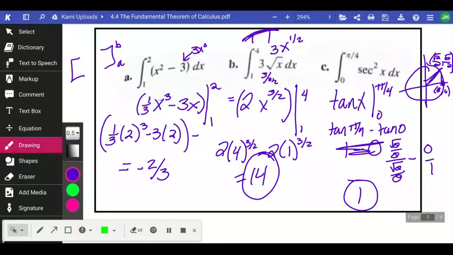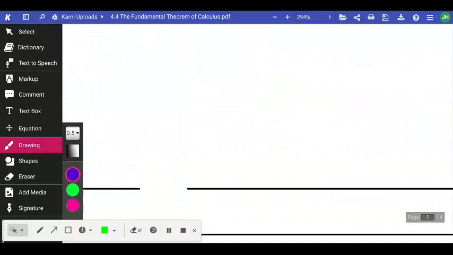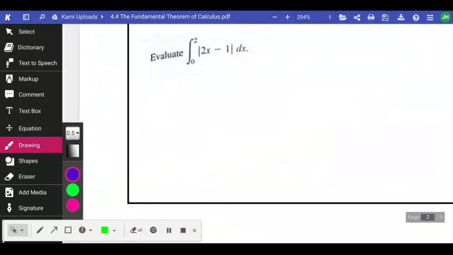For some reason, I like these better than the indefinite ones, even though it's slightly more work, because it's actually a complete number instead of an equation with C at the end. It feels more finished than the other ones. Okay, if there's no questions, move on to my next slide.